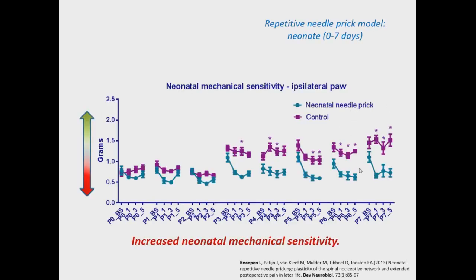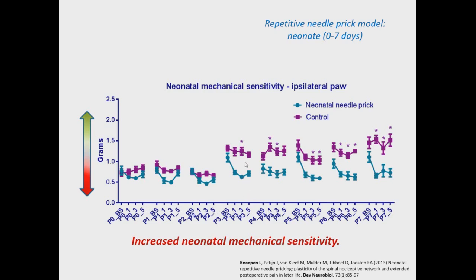So we have this model, and here we see the first results, the repetitive needle pricks. So 4 needle pricks a day for 7 days, and here are the first 7 days. This is day 0, day 1, 2, 3, 4, 5, 6, and 7. And here are the paw withdrawal thresholds. You see the paw withdrawals 1 hour after the 4 needle pricks, 3 hours after the 4 needle pricks, and 5 hours on the first day we provide them, and so on.